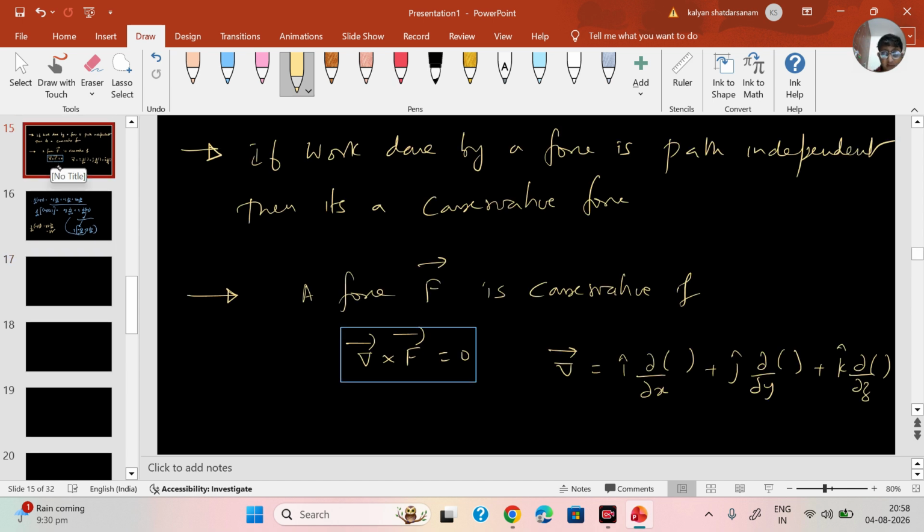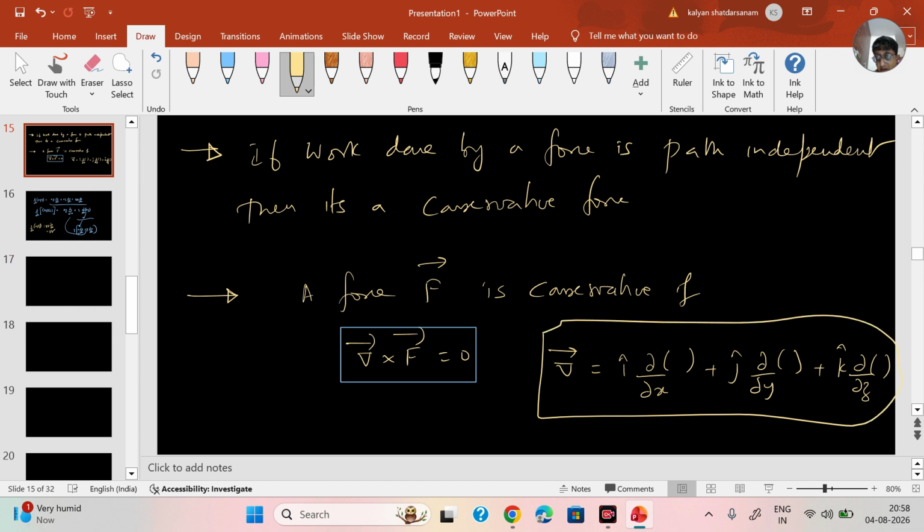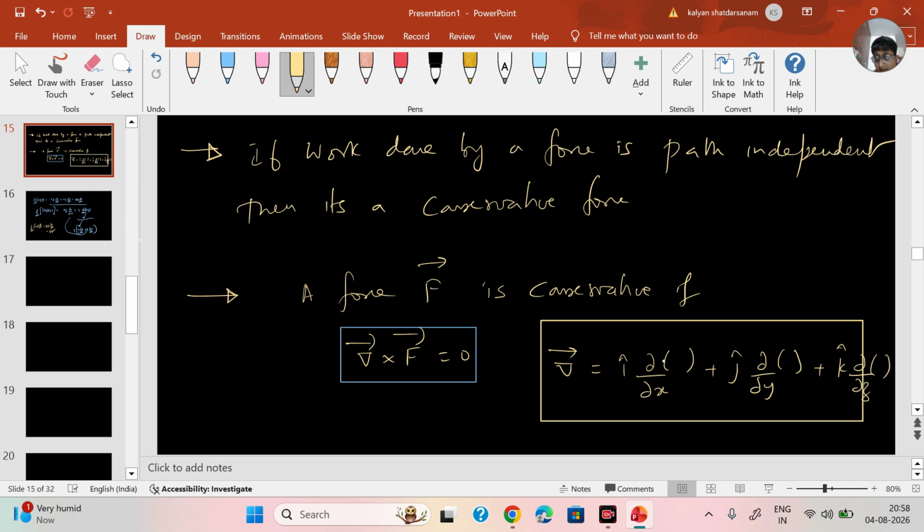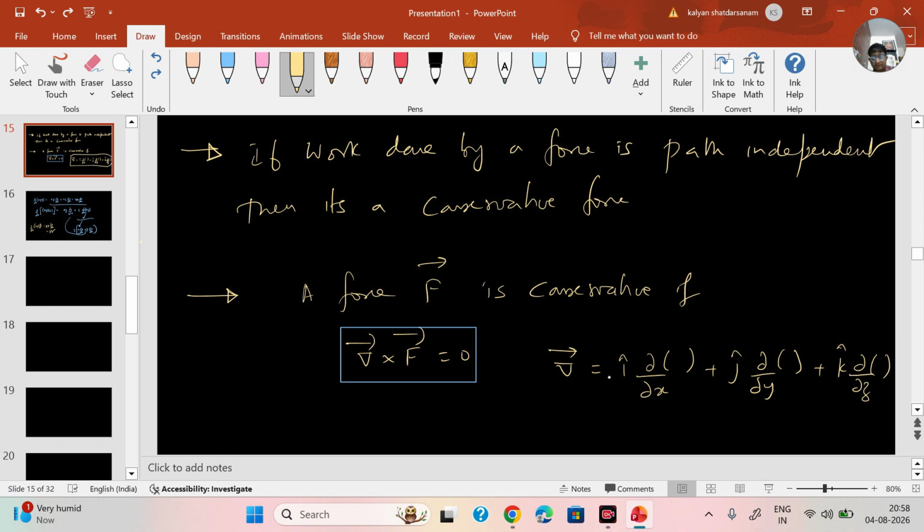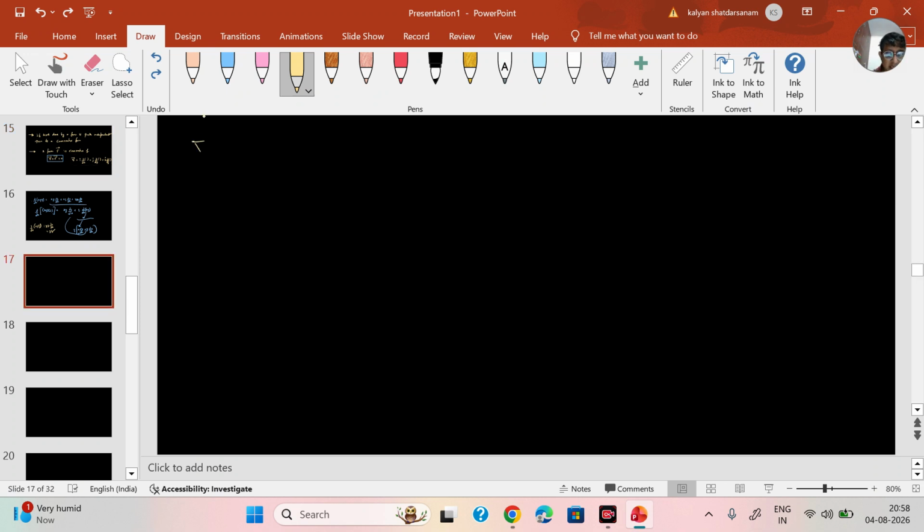Now coming back to the del operator itself, it's a vector operator. I am calling it an operator because on what it is operating is right now not clear. So I just wrote del as i ∂/∂x plus j ∂/∂y plus k ∂/∂z. On what it is operating, I don't know. There are three ways in which you can use this del operator.